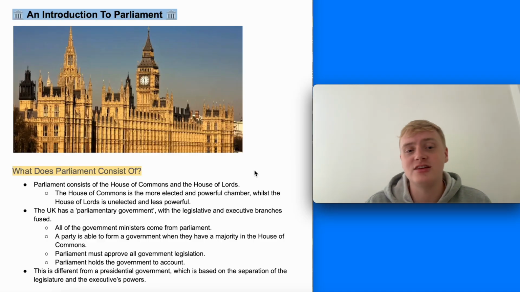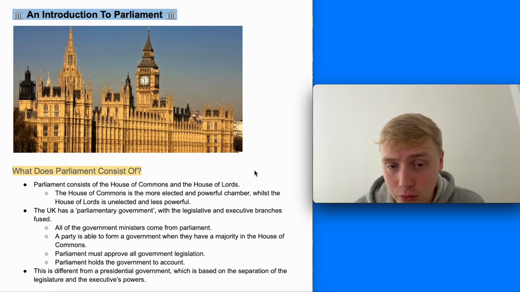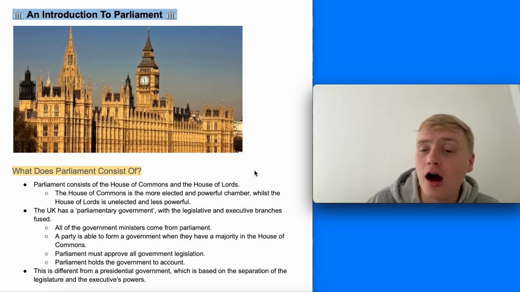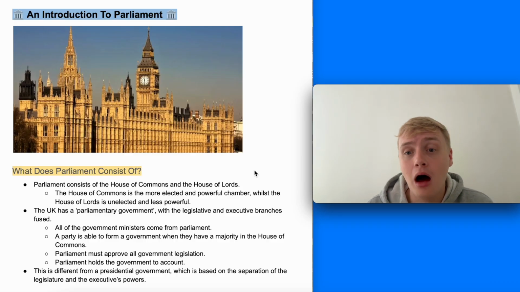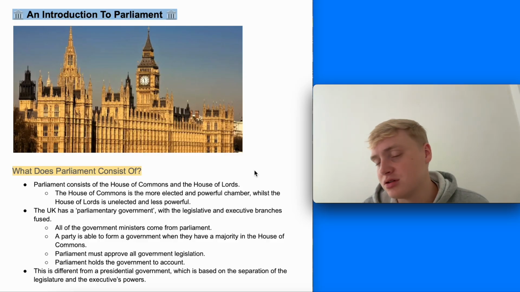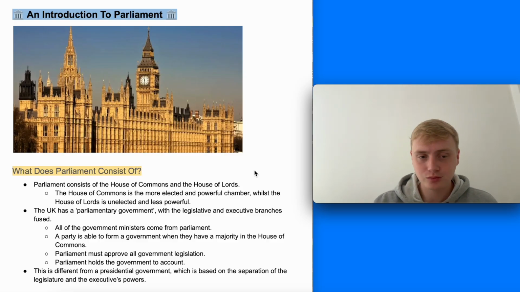So Parliament consists of the House of Commons and the House of Lords. And the House of Commons is elected and the more powerful chamber as a result, whilst the House of Lords is unelected and less powerful. The UK is said to have a parliamentary government, with the legislative and executive branches fused. So it's a fusion of powers, unlike a separation of powers in the United States. And what that means is that all government ministers, including the Prime Minister, are members of Parliament. They're all MPs or members of the House of Lords. The Prime Minister, for example, is an MP as well and represents a constituency, as do all government ministers.